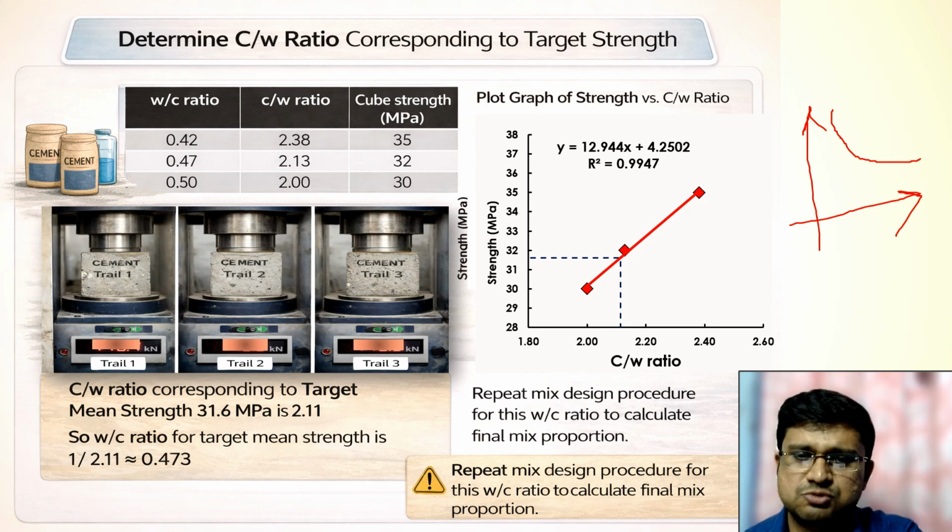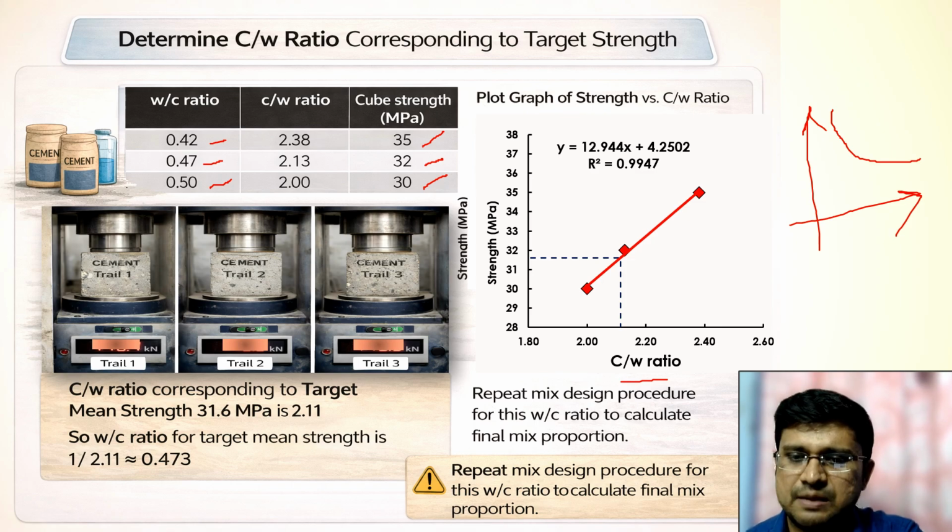Now our first water cement ratio is 0.47. For that, suppose we got the cube strength as 32 Newton per millimeter square. Second trial, the water cement ratio is 0.50. For that, suppose we got the cube strength of 30 Newton per millimeter square. And the third water cement ratio is 0.42. For that, suppose we got the cube strength of 35 Newton per millimeter square. So we will calculate the cement water ratio, and based on this cement water ratio, we will plot the graph of cement water ratio versus strength of concrete.